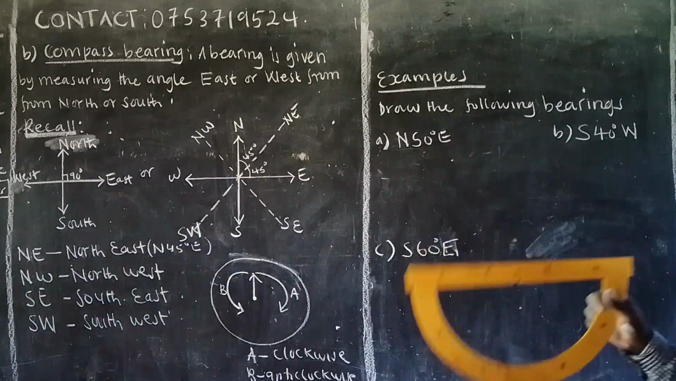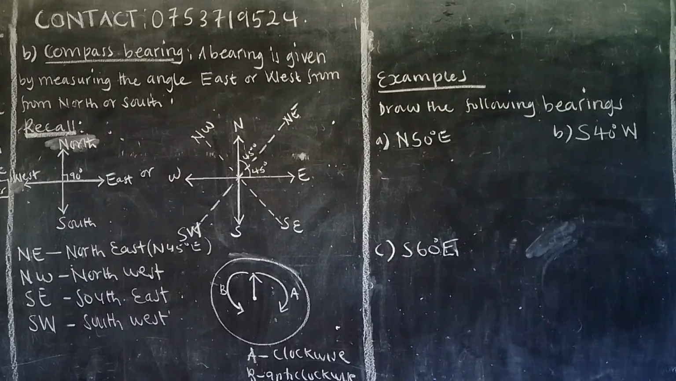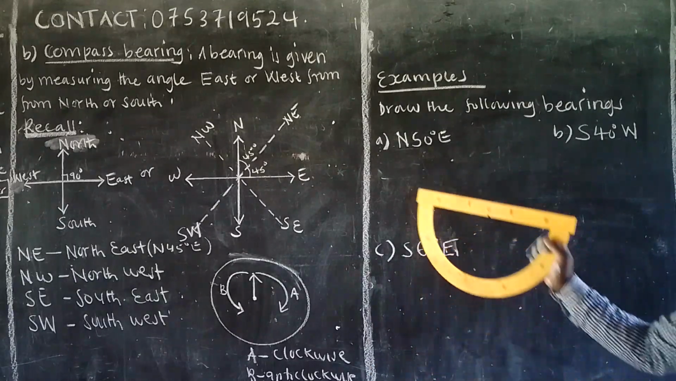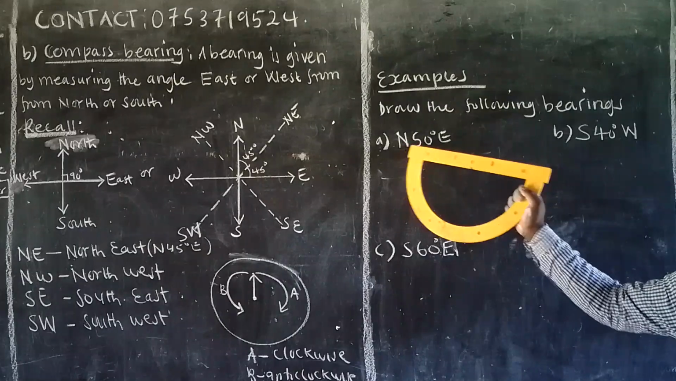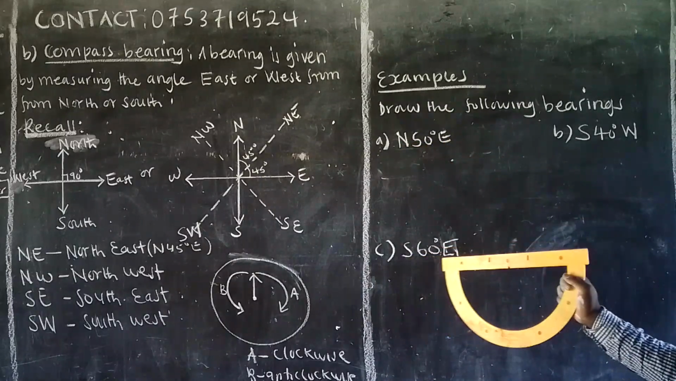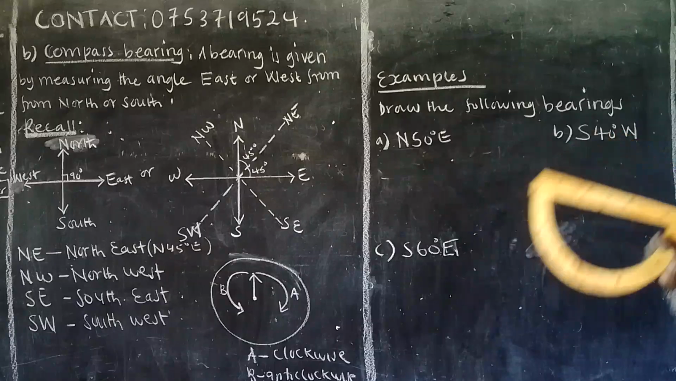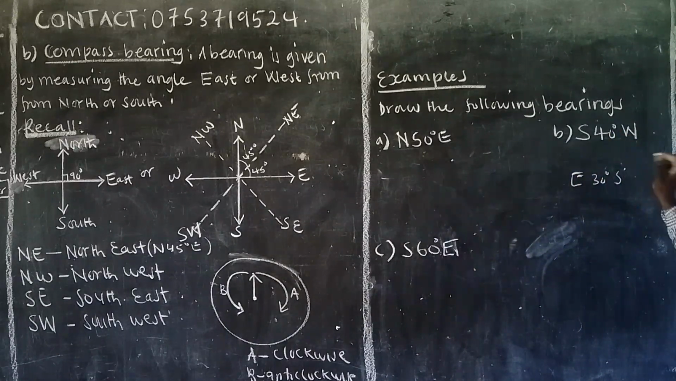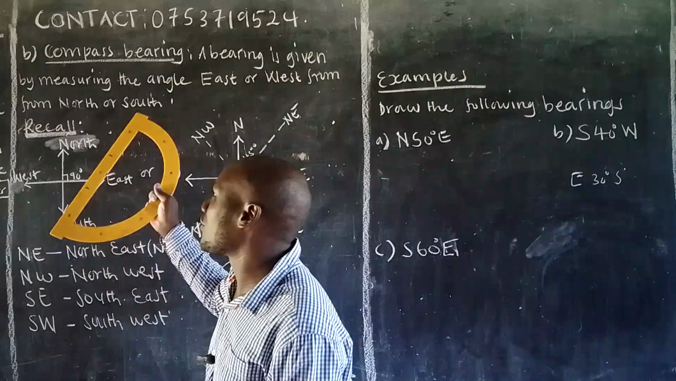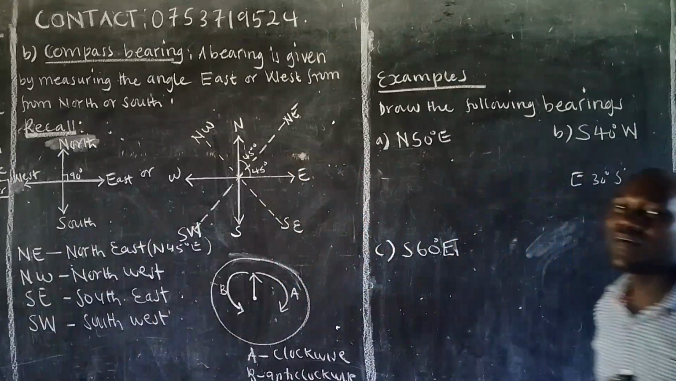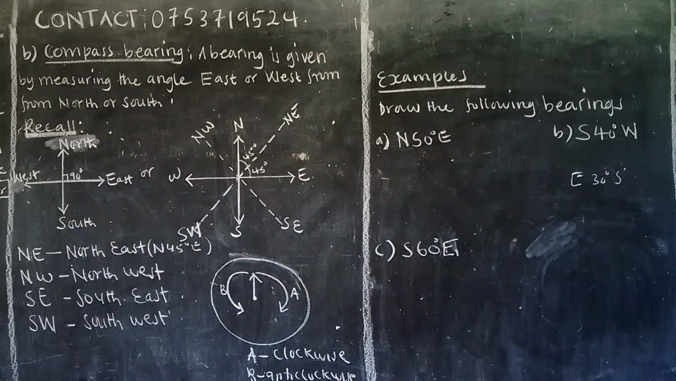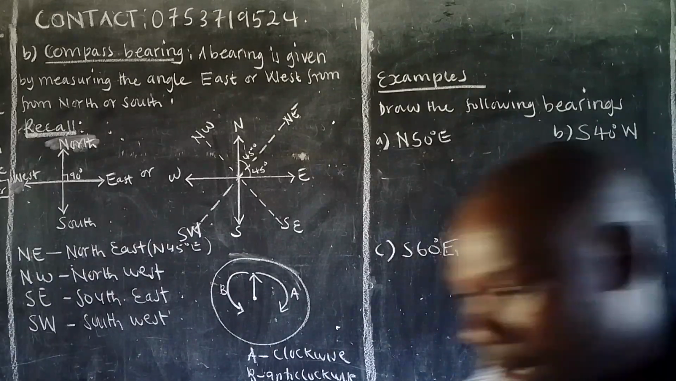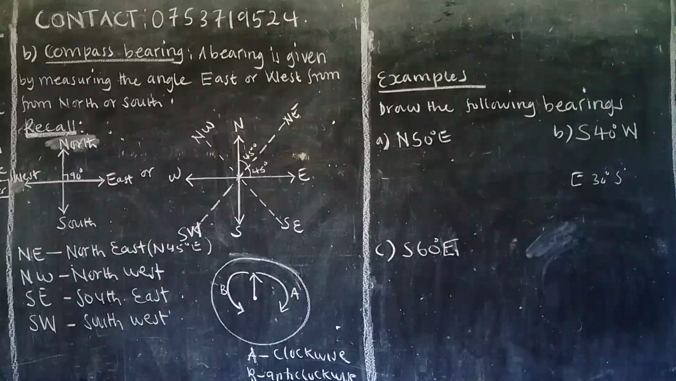Now, unlike the true bearings, whereby we begin from the north, with the compass bearings you begin from the given direction. Like here, you shall begin from north going to the east. Here, you shall begin from the south going to the east. Here, you shall begin from the south going to the west. And please, this is very wrong. Don't write east 30 degrees south. No, it is either north to begin or south to begin. This is what we mean by from north or south. Something like east 45 degrees west doesn't exist. You must either begin with the north or south. Only that.